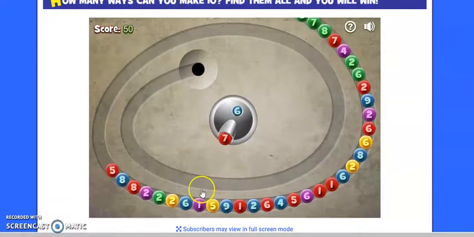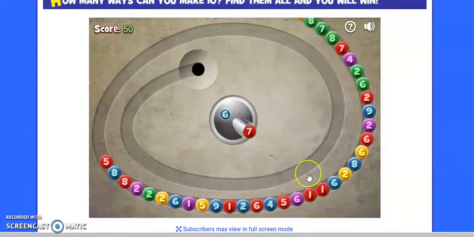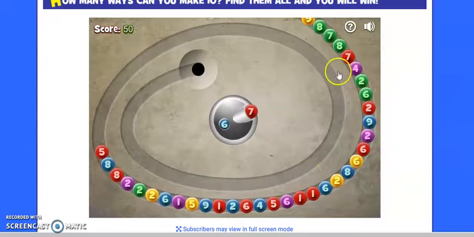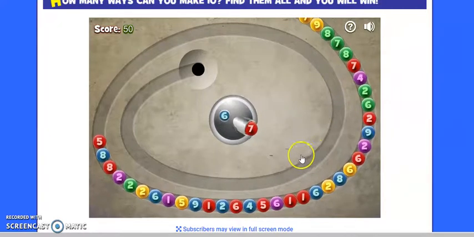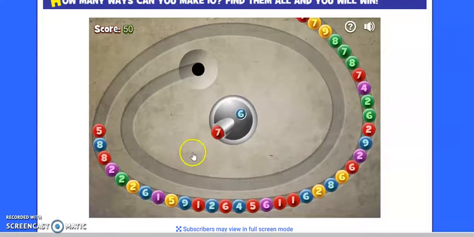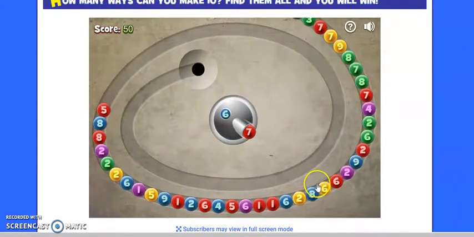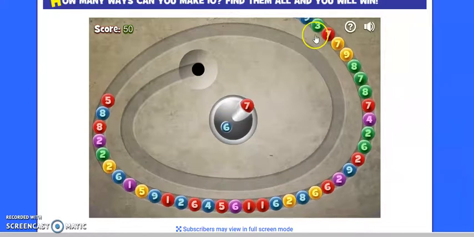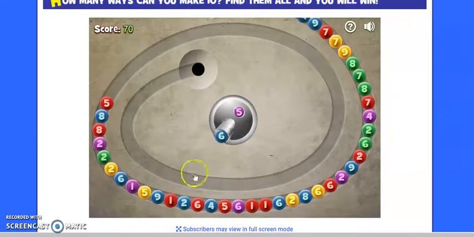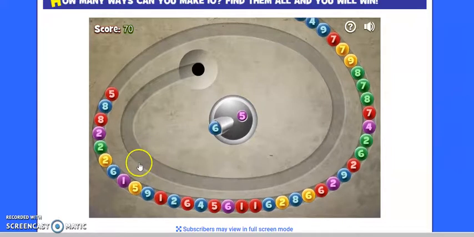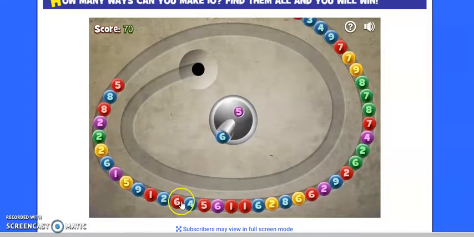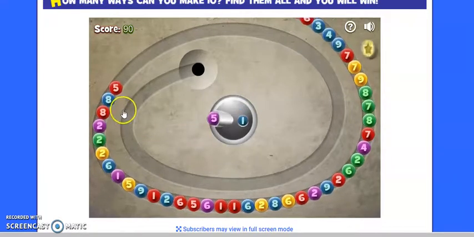Ooh, this is kind of nerve-wracking. I found another one too that was kind of nerve-wracking. Wow, this is really tricky. So I know that 7 plus 3 is 10, but I don't see a 3. Did you see a 3? Oh, there's one all the way up there. My goodness. So 6 plus 4 is 10, so I'm going to have to shoot it over here.